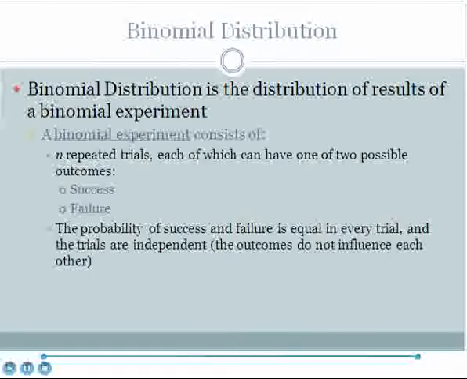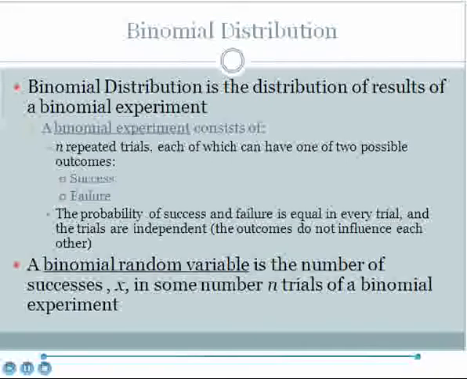A binomial experiment consists of n repeated trials, each of which can have one of two possible outcomes, success or failure. The probability of success and failure is equal in every trial, and the trials are independent. That is, the outcomes do not influence each other. A binomial random variable is the number of successes, x, in some number of trials, n, in a binomial experiment.